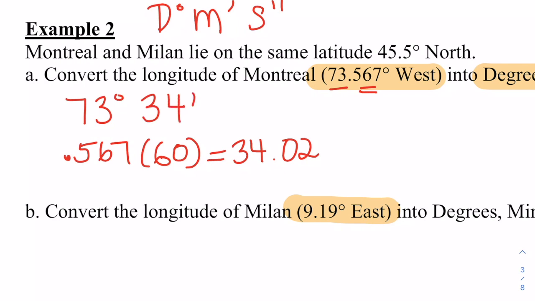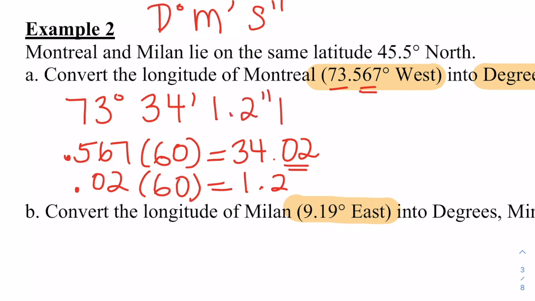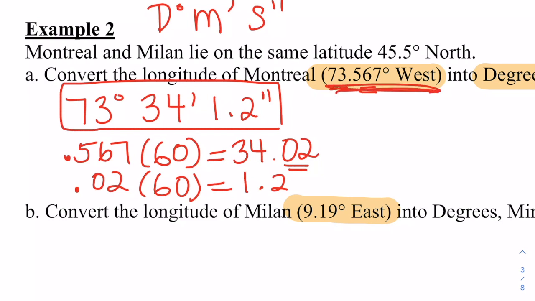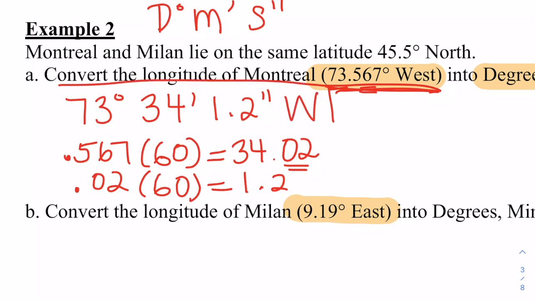And now we're going to take that leftover, that residual right there, and that's going to help us figure out the seconds. And remember, there's 60 seconds in a minute, so we're going to multiply that by 60, and that equals 1.2. So this will be 1.2 seconds. So this is just another way to write coordinates. We can have the decimal coordinates, and I could make sure I write down west. So we have the decimal coordinates, and then we have the degrees, minutes, and seconds.